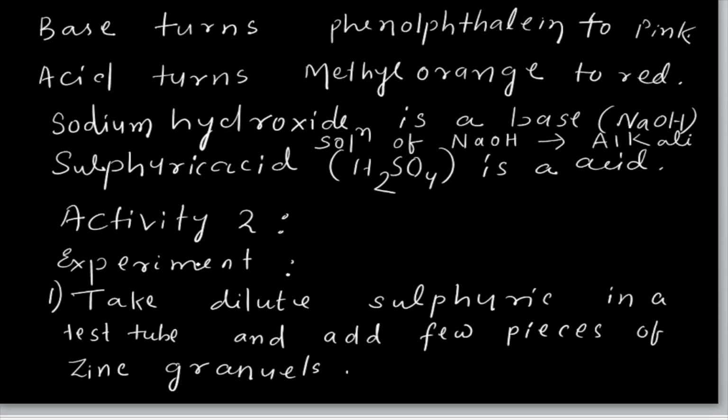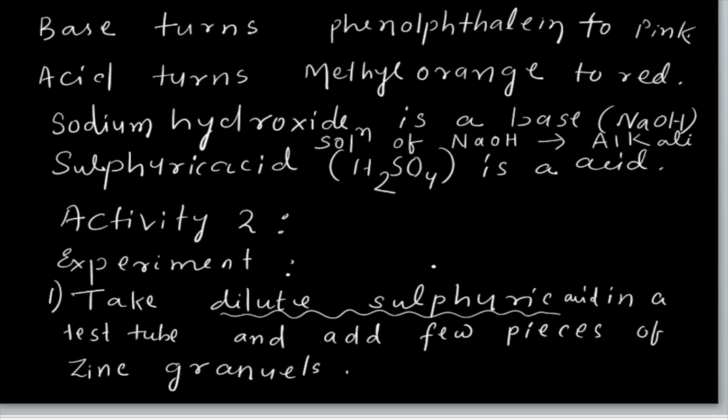Then activity 2. In activity 2, what happens? See the experiment. You will take dilute sulfuric acid in a test tube. Also in the reagent bottle in your laboratory, you can see it is written DIL H2SO4. That means dilute sulfuric acid. Dilute sulfuric acid is also an acid. You should write acid here.